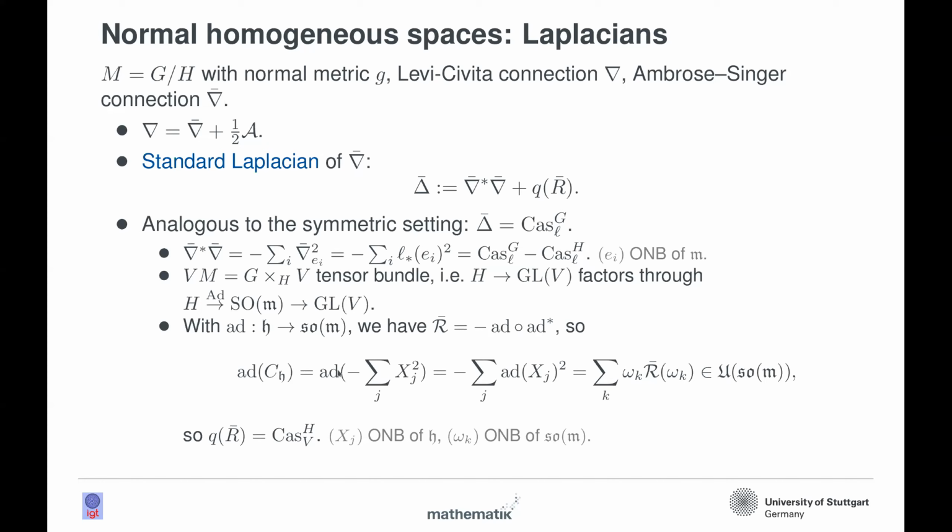So we can make this computation in the universal enveloping algebra. We take our Casimir element of H, which lives in the universal enveloping algebra of H, and apply this ad. We have to extend this ad, of course, to the universal enveloping algebra, so it extends to an algebra homomorphism. It pushes through the multiplication here, and then by a change of basis, which is just linear algebra, in the last step we can write this in terms of an orthonormal basis of so(M), and this is where this curvature operator appears. So we have shown, if we now apply this last arrow from so(M) to GL(V), we see that Q of R bar must be equal to the Casimir operator of H on V, because this term here, the sum over omega_k times R bar of omega_k, is what appears in the definition of Q of R. Yeah, so that's that.